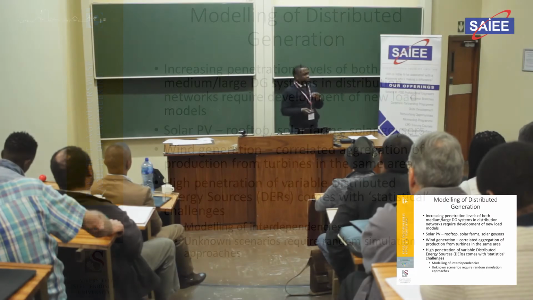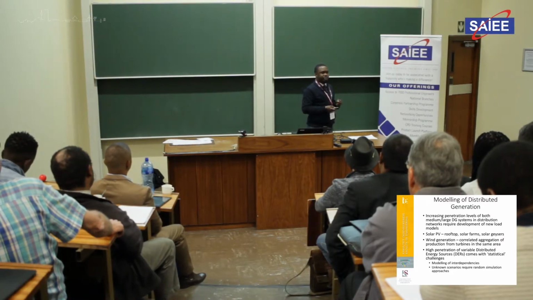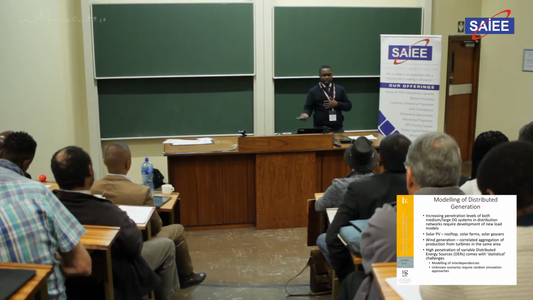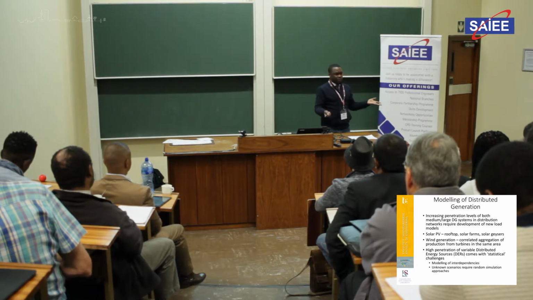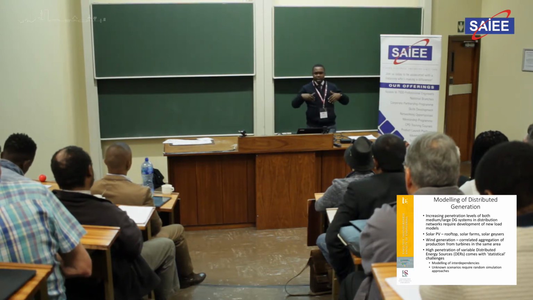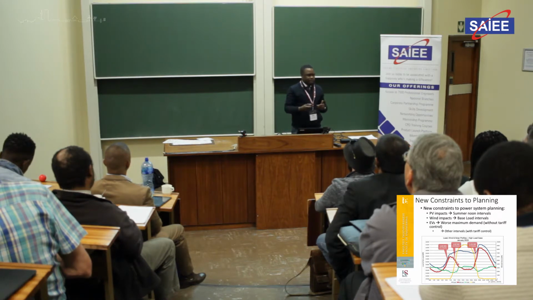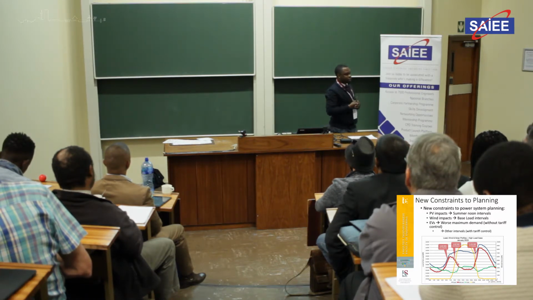And also there are unknown scenarios. So for example, with PV, we don't know which customer will take up PV and which customer won't, and what capacity they'll put up. So how does it impact our thinking in terms of load modeling? It brings in unknown scenarios, and those require random simulation approaches. And also now, because of this penetration of renewable energy, there are new constraints to planning.